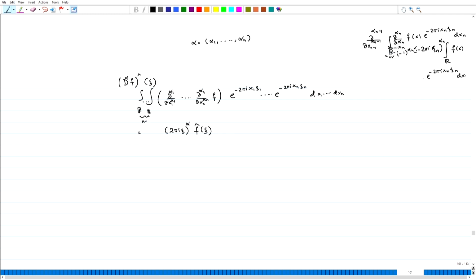With a similar kind of argument, what we can show is that if I take minus 2 pi i x to the power alpha times f(x), and then take the Fourier transform of this at xi, this is going to be ∂^alpha of f hat of xi. So, these two fundamental relations, between multiplication by a polynomial and taking the Fourier transform, and taking the derivative and then the Fourier transform, are consistent with what we have seen in R.